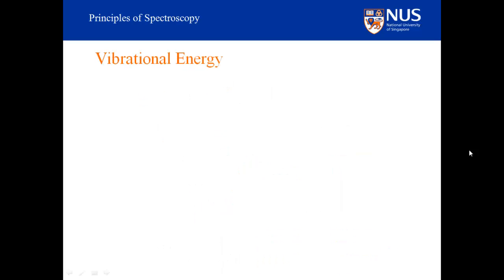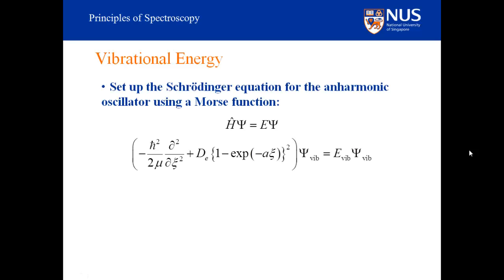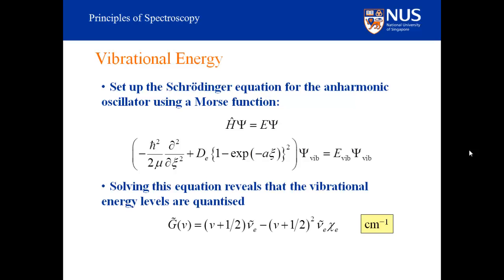We had a wonderfully easy potential term to fit into our Schrödinger equation when we were looking at the harmonic oscillator. That was just 1/2 kx squared. Now we have this term with an exponential factor in it, and we've got to substitute that into the Schrödinger equation instead.